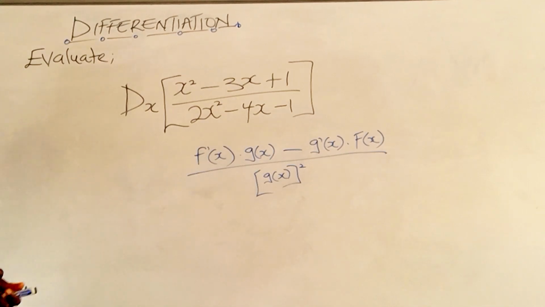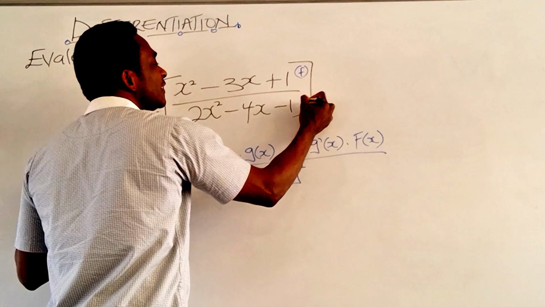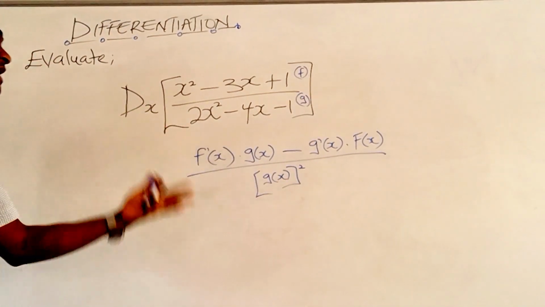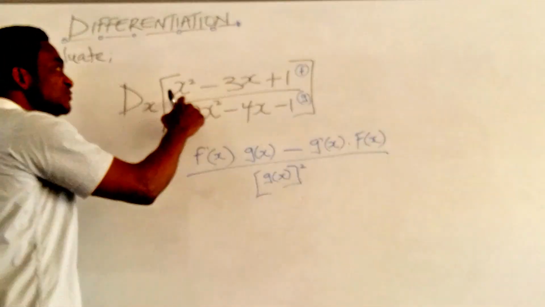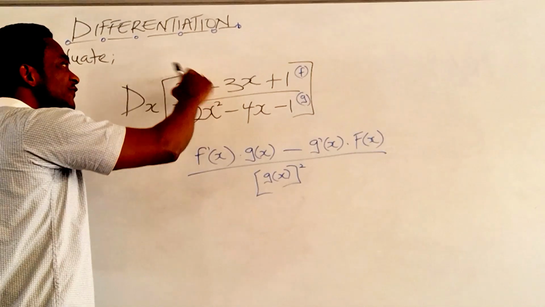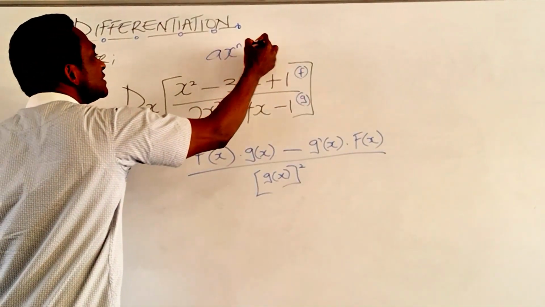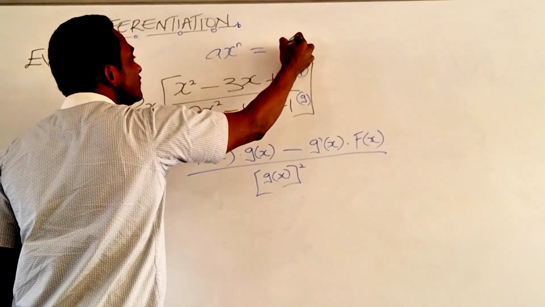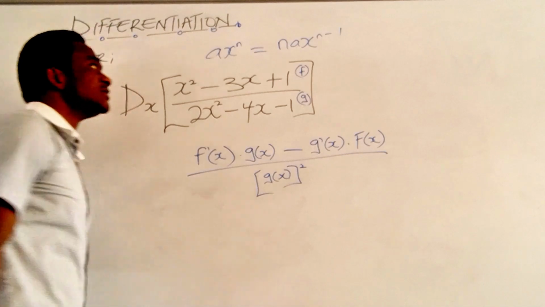So let's go through this. We take our numerator as f and call our denominator g, and then we can apply it in this process. Derivative of f of x means to differentiate the numerator. So here we have, remember, the method is if we have ax to the n, the derivative will be nax to the power of n minus 1.